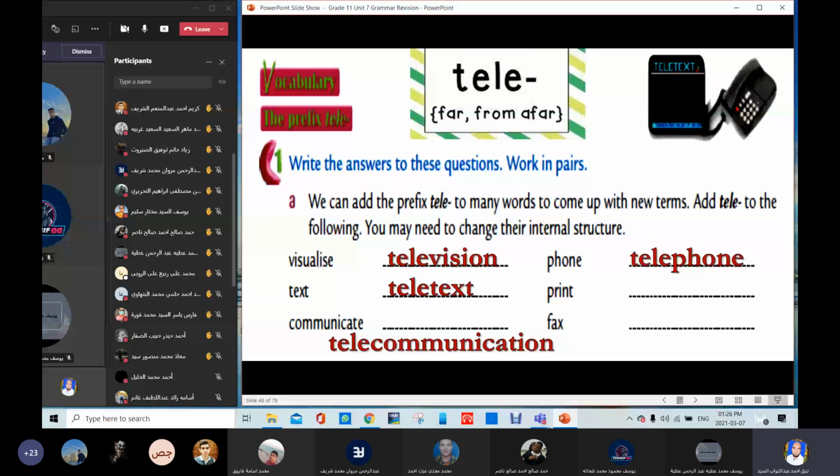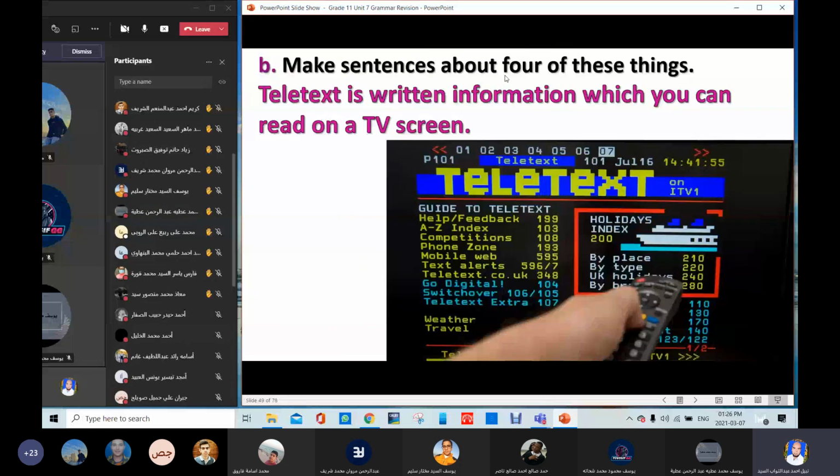Fax. Telefax. Telefax. So a fax over a distance. So you can define these words. Can you define them? What are they? Here, teletext is written information which you can read on a TV screen. So what are these? These are bits of information or written information on a TV screen.